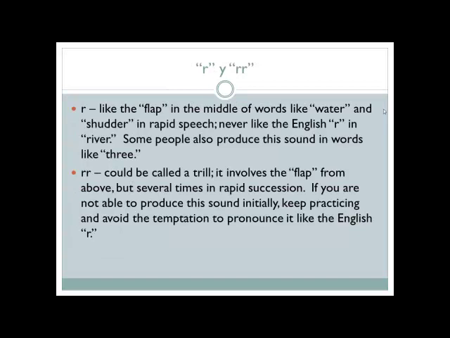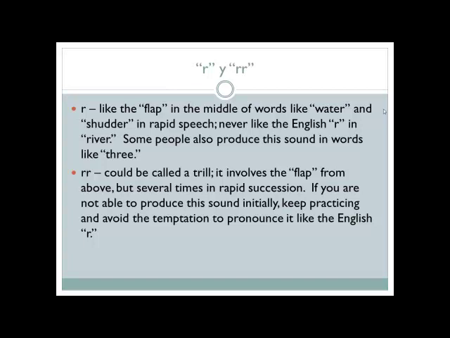Continuing on with one of the sounds, or two of the sounds that people often consider to be the most difficult in Spanish, R y R. R is like the flap in the middle of words like water and shutter in rapid speech, never like the English R in river. And some English speakers also pronounce this sound in words like three, when you're moving your tongue back from the interdental position, saying the th sound, moving it back in your mouth. So if you say three, you may notice that you do a little tap like that as you're pronouncing that word. Otherwise, it is very similar to water and shutter when you say those quickly.